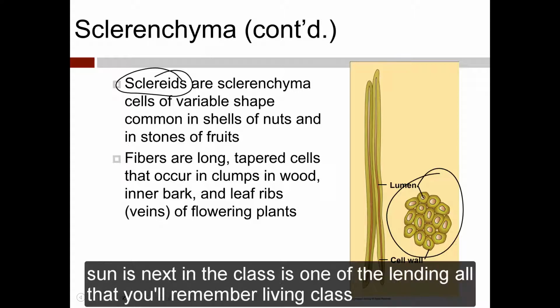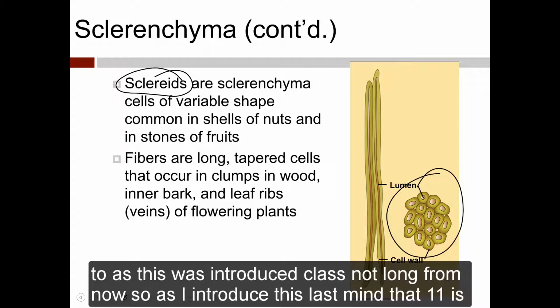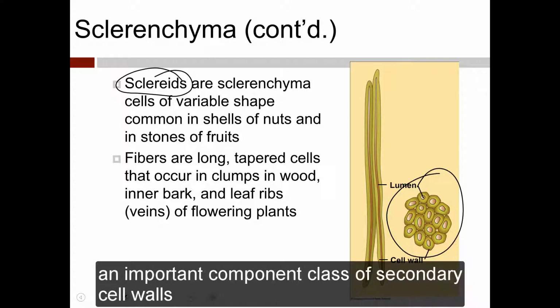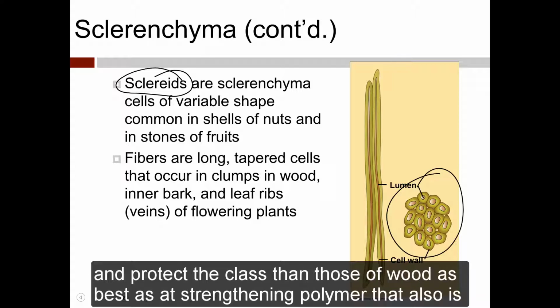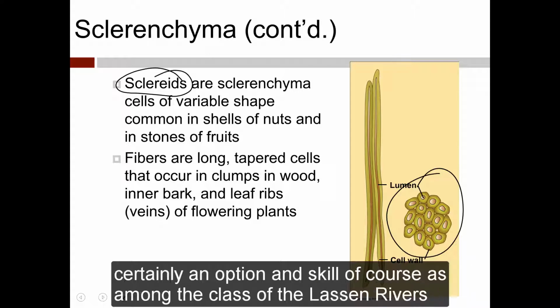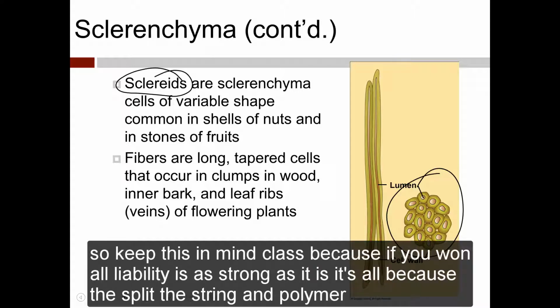So this next thing up, class, is going to be lignin. I hope that you all remember lignin, as this was introduced not long ago. So as I introduce this, keep in mind that lignin is an important component of secondary cell walls, and particularly in those of wood. It's this strengthening polymer that is also here for conduction and still, of course, has a monomer of amino acid derivatives. So keep this in mind, because if you want to know why wood is as strong as it is, it's all because of this strengthening polymer.